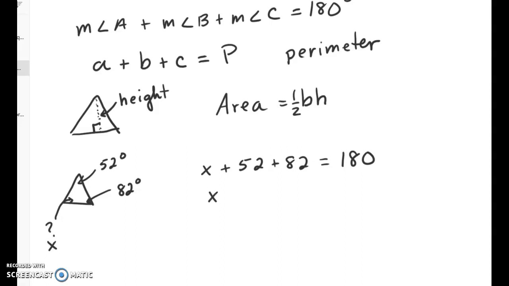It's a linear equation. We'll combine the 52 and the 82 and get 134. And then subtract the 134 from both sides. We get X equals 46. This is in degrees, so it'd be 46 degrees. All right. You can use a degree symbol. I noticed in the textbook sometimes they write out the word degree and sometimes they use the symbol. All right, we're going to continue on.